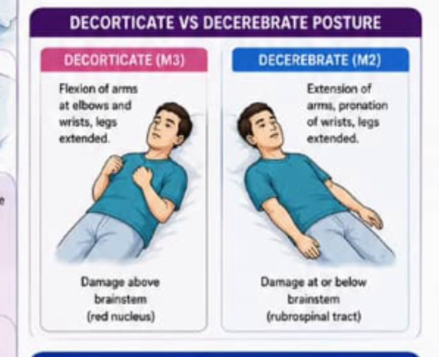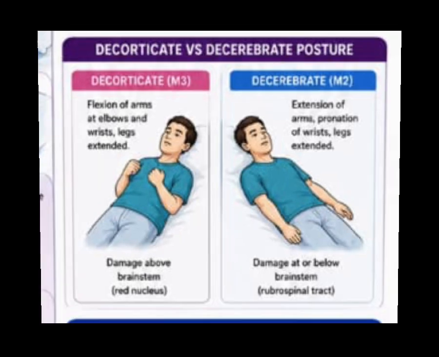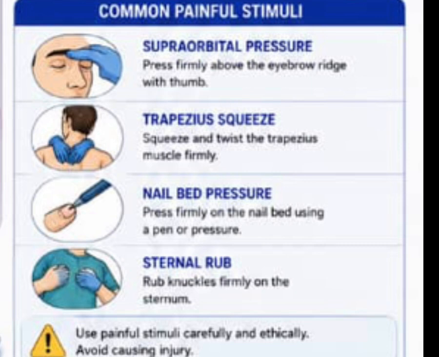I get it now. So ways you can apply pressure, I told you at the beginning. You can apply supraorbital pressure, which I've shown you in this picture. You have the trapezius squeeze. You apply pain pressure on the nail bed, and you apply sternal rub using your knuckle to press on the sternum. But don't apply too much, so that you do not damage the underlying tissue, because that will be bad.